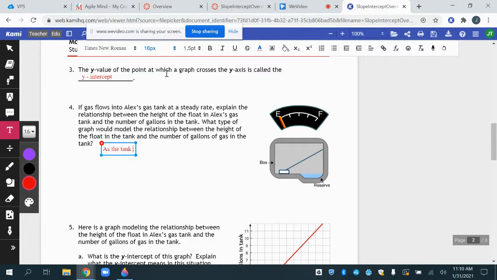As the tank gets filled with gas, the float rises higher above the bottom of the tank. This causes the gauge to move toward full.